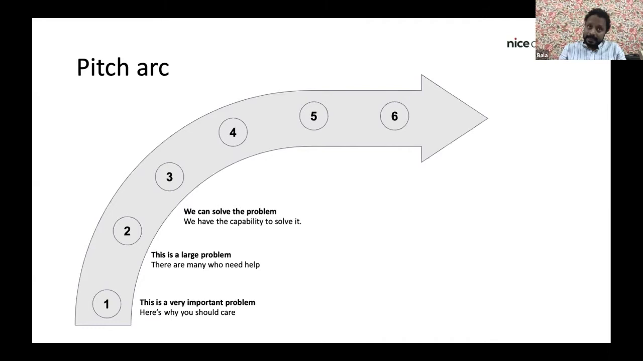But we're not done yet, right? So I'm now convinced that it is an important problem to solve. And now I'm convinced that yours is a good solution, but I still am not fully convinced. Why? Because there are 3 more steps to go, right? So the 4th step is we have proof. And the proof is the traction. What have you done so far about it?